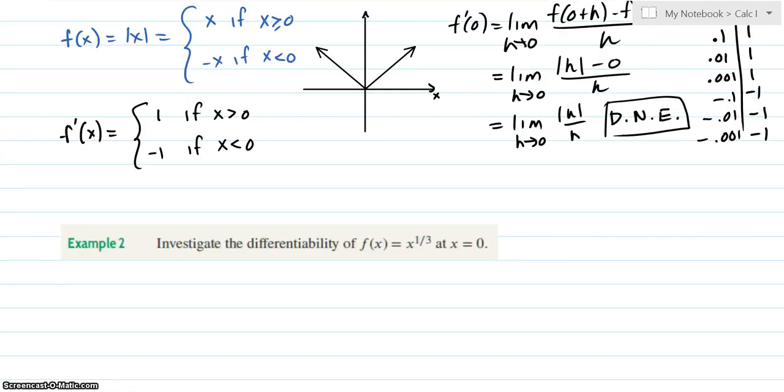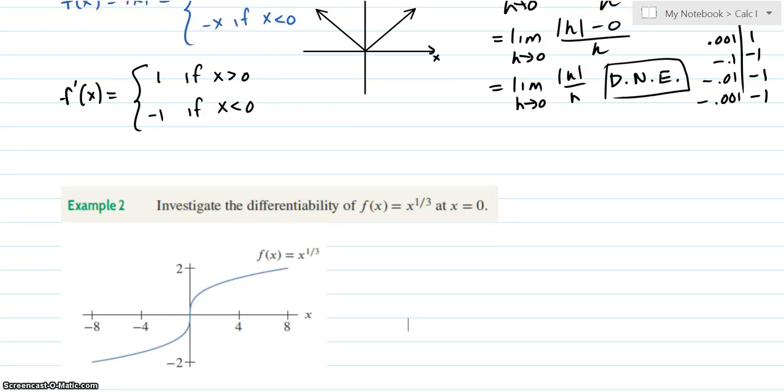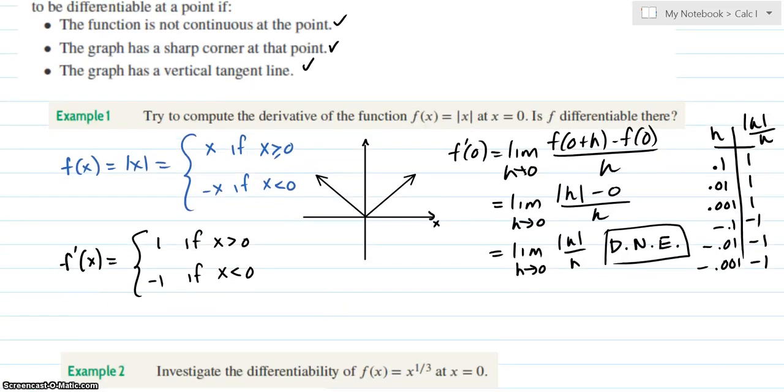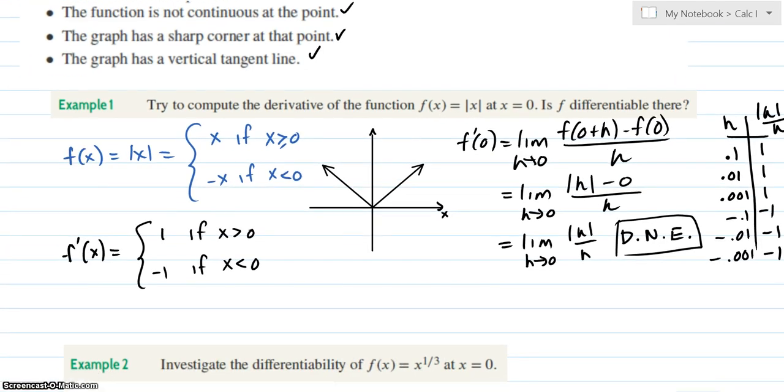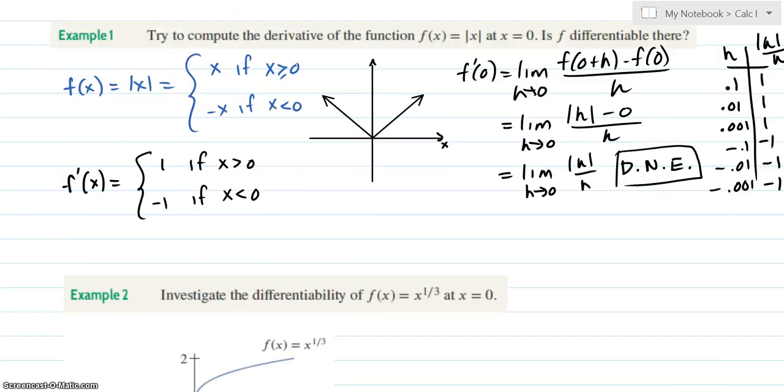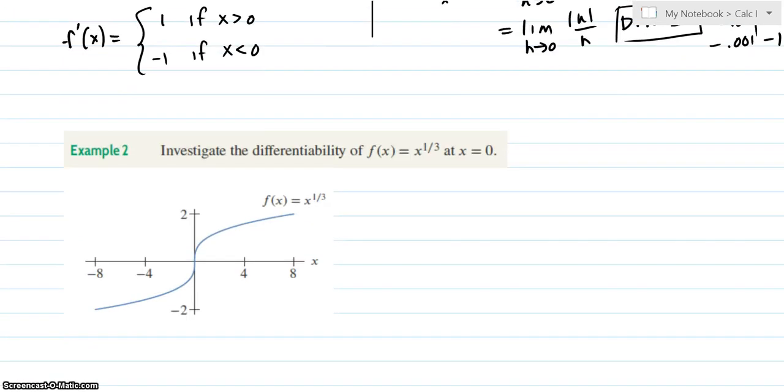So let's look at another example. Investigate the differentiability of f of x equals x to the 1/3 at x equals 0. If you graph this, you can see that there is a vertical tangent here. So it looks like it's not going to exist as well. That's the third case, if it has a vertical tangent. So we've checked out the sharp corner, and now we're checking out that vertical tangent.